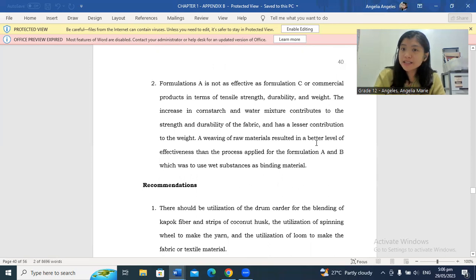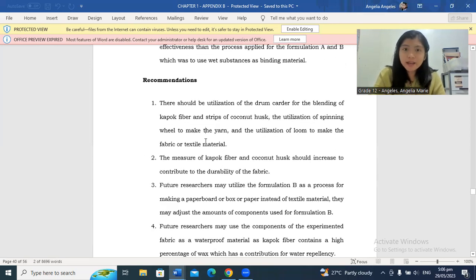Okay, so let's move on na sa recommendation. Okay? So recommendations, umiikot lang din siya sa findings and conclusions natin. These are a lot of recommendations at marami tayong realizations after the research. Okay? So, there should be utilization of the drum powder for the blending of kapok fiber and strips of coconut husk.